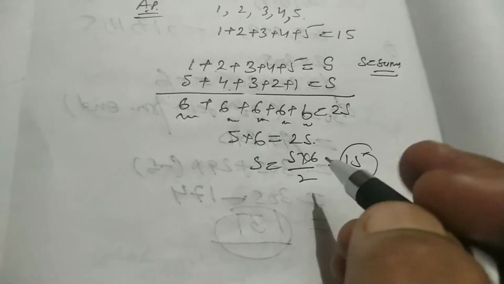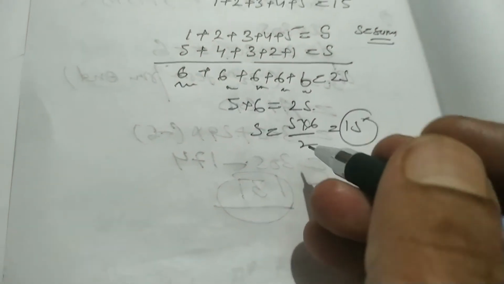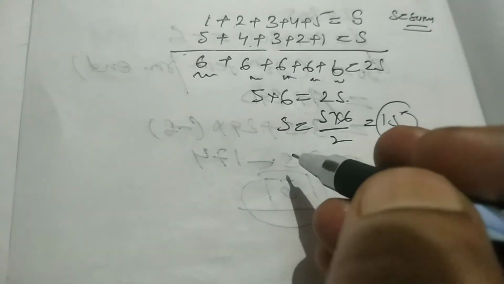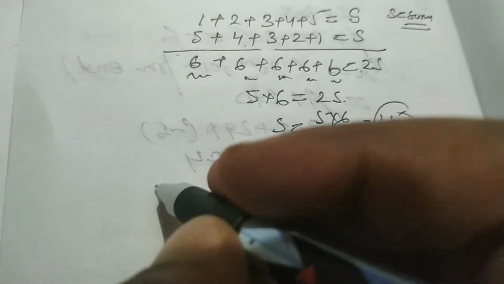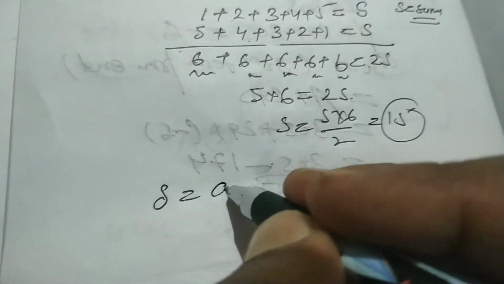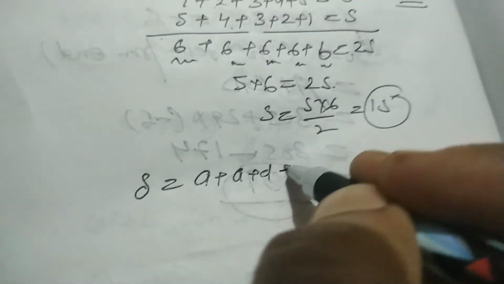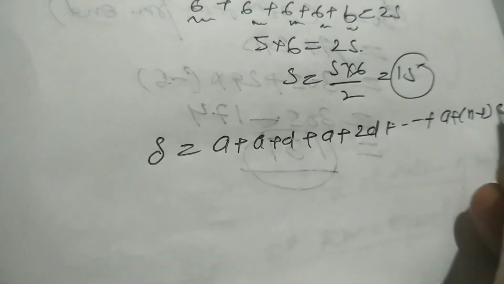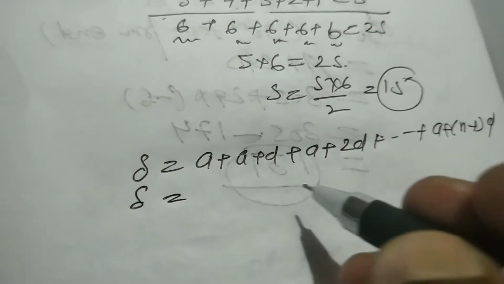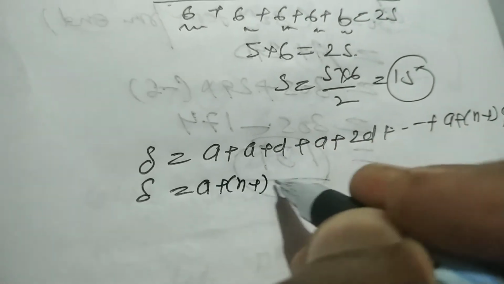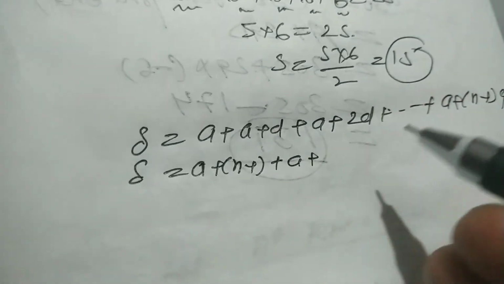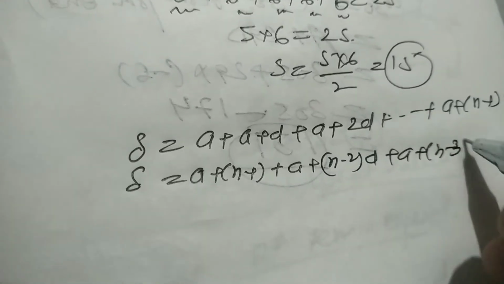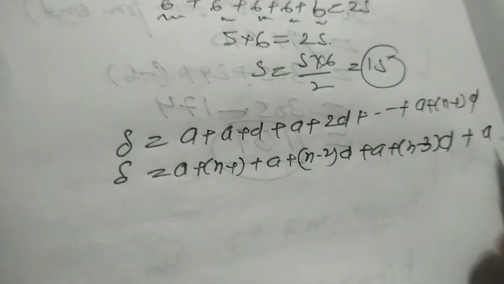But if the terms are very many, and there are so many terms in the AP, then we solve it like this. Let S be equal to a, a plus d, a plus 2d, dot dot, a plus (n minus 1) into d. The same sum, if you write it in reverse order, is a plus (n minus 1) into d, plus a plus (n minus 2) into d, plus a plus (n minus 3) into d, plus dot dot, plus a.